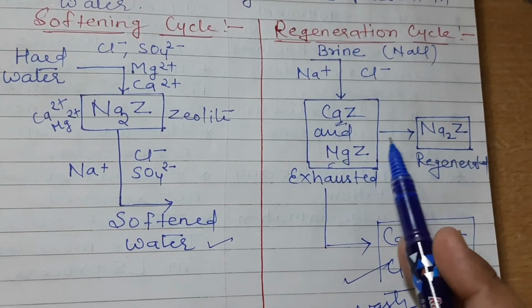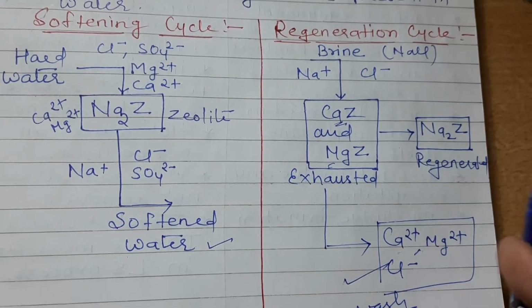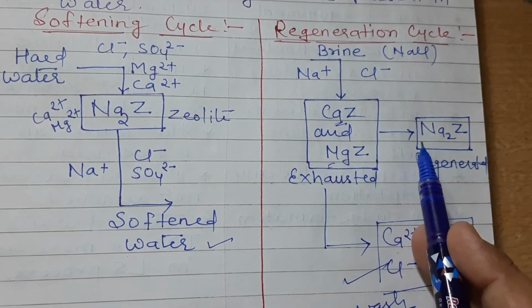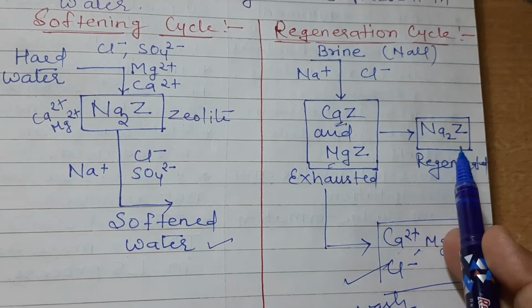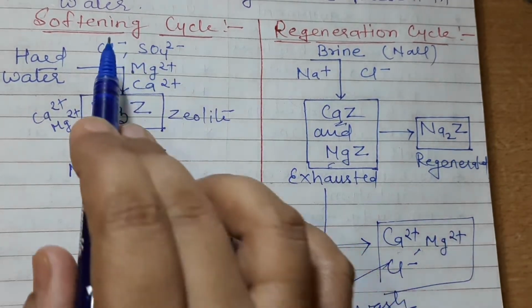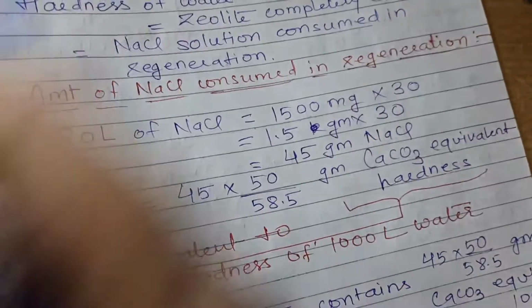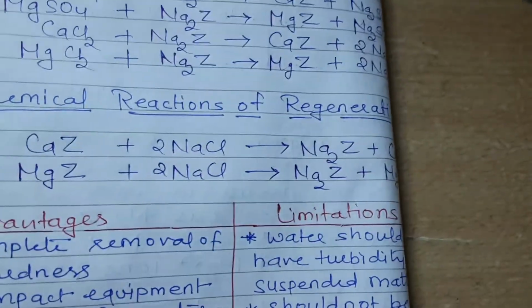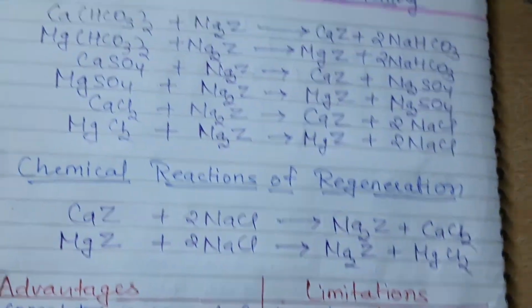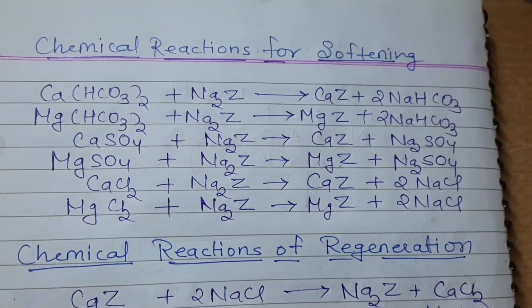And what happens as a result of this process? The zeolite is regenerated in the form of Na2Z. Now it is capable of further performing the softening cycle. Now see the next. What is the chemical reaction happening in the process of softening?